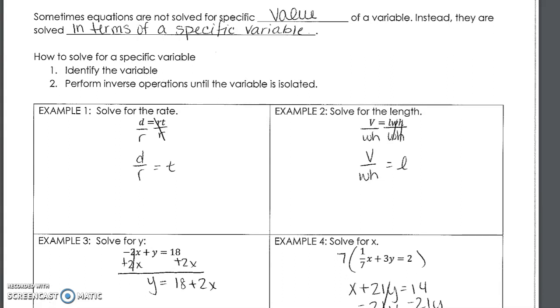It says solve for rate. Well, rate is R, so we need to get the R by itself. Those notes are wrong. To solve for rate, you're going to divide by T, so divide by time. And so you should have R is equal to D over T.